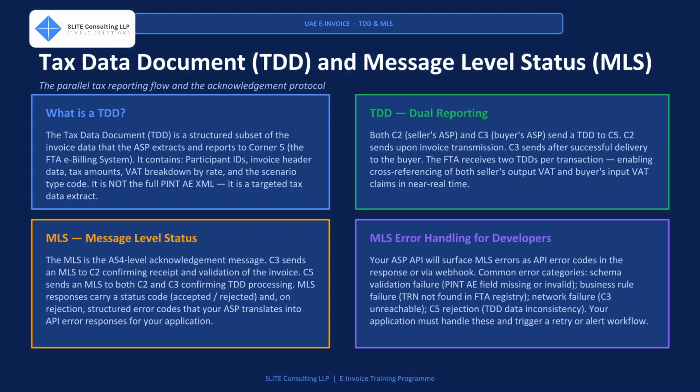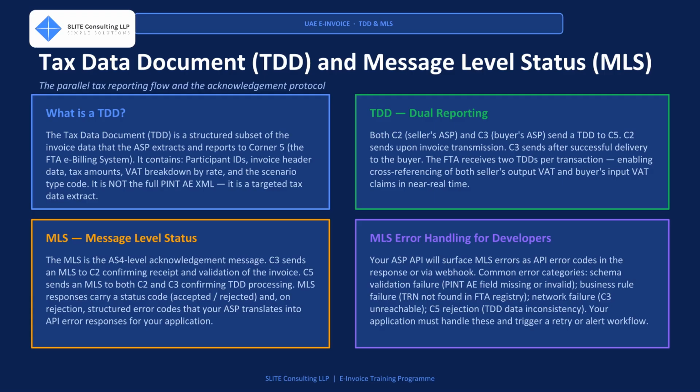2 more acronyms that show up everywhere. The TDD, tax data document, is a structured subset of the invoice reported to corner 5. It carries participant IDs, header data, tax amounts, VAT breakdown by rate, and the scenario code. It is not the full .ae XML, just the tax-relevant slice. Both ASPs send a TDD. Corner 2 sends on transmission. Corner 3 sends after successful delivery. The FTA gets dual reporting and can cross-check supplier output VAT against buyer input VAT in near real time.